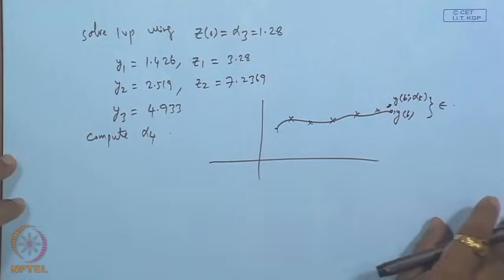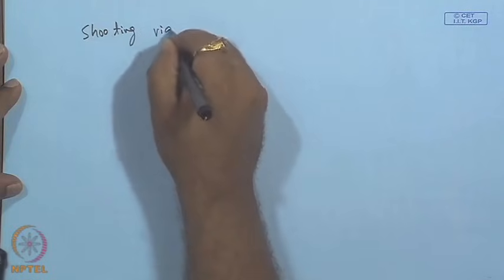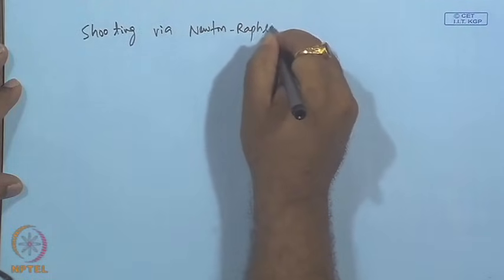Now, we have discussed already that when the shooting method is applied, all that we have to do is refine our slope. Sometimes you are overshooting, sometimes undershooting. So, can we refine the slope using any other method? Yes, we have the standard Newton-Raphson method as well. So, let us look into shooting via Newton-Raphson.